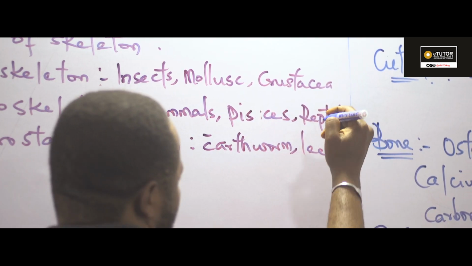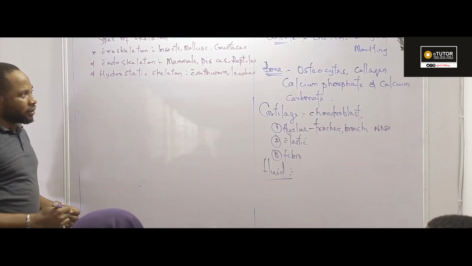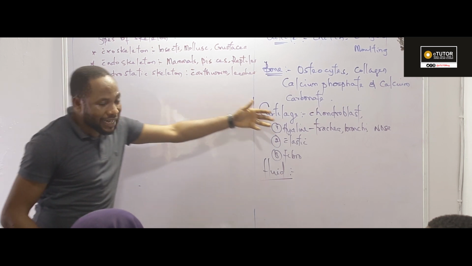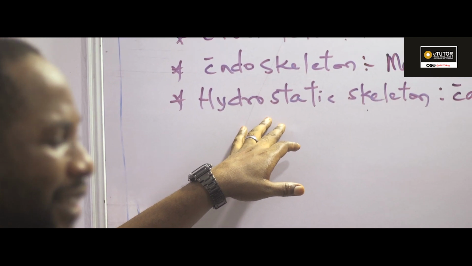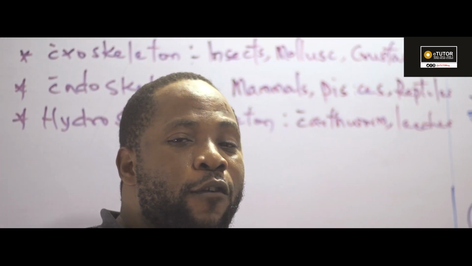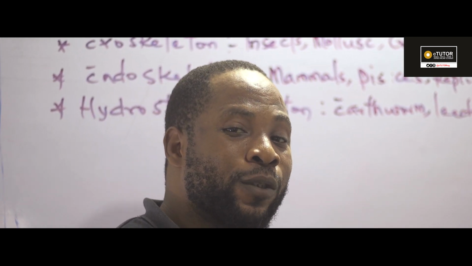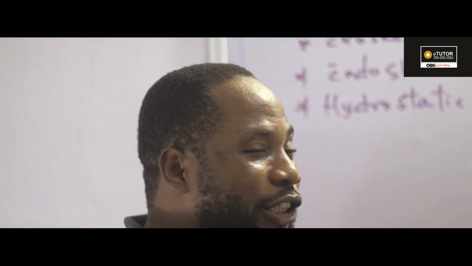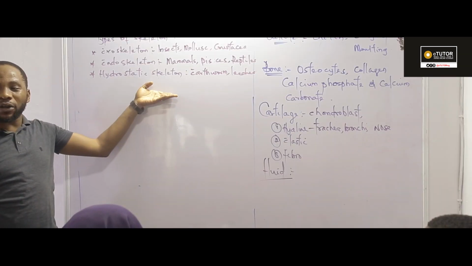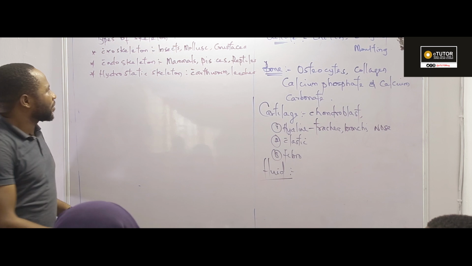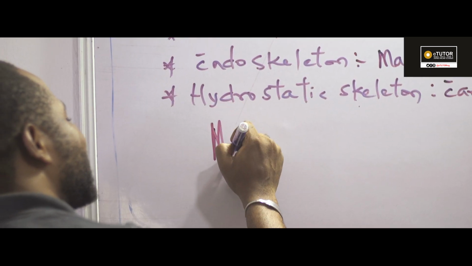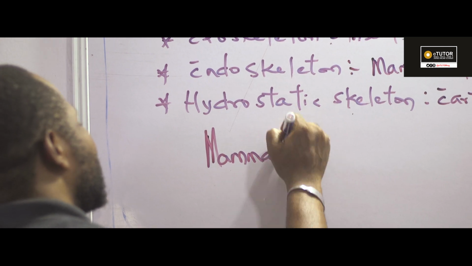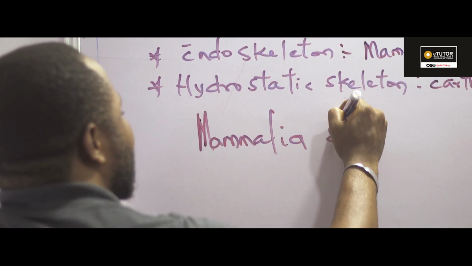Then hydrostatic skeleton. This is a skeleton found in soft-bodied animals like earthworm, leeches, etc. Comparing it with forms of skeleton, animals with hydrostatic skeleton have fluid as their form of what? Skeleton. So, the fluid pressure helps to support the organism. The next is mammalian skeleton. Mammalian skeleton.